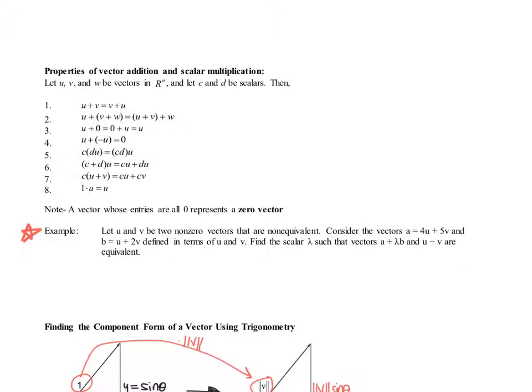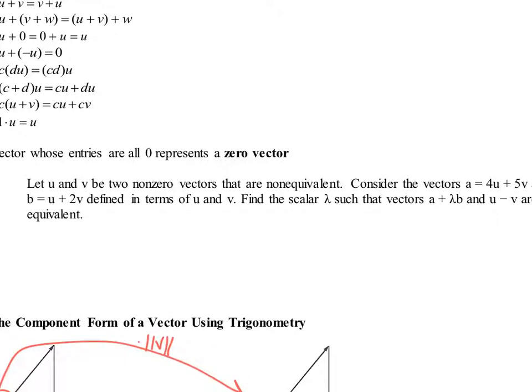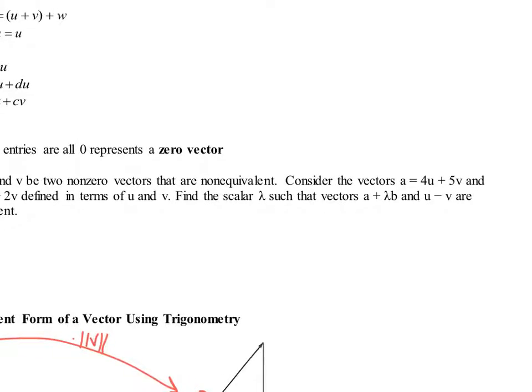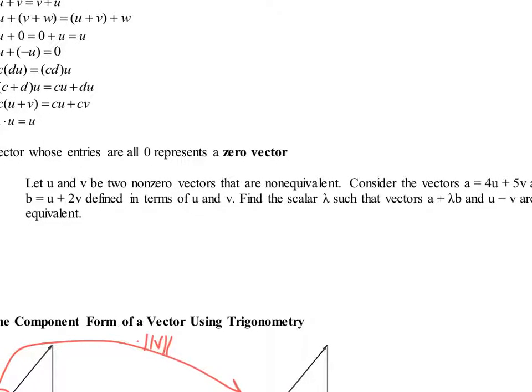All right, this is the problem that I said I wanted you to kind of chew on first before I went over it. It's actually not that crazy, but there's something that needs to be done. So let's clean it up. Let u and v be 2 non-zero vectors that are non-equivalent. All right, so 2 unequal vectors, basically, assuming they're not 0. Consider the vector a equals 4u plus 5v. So I'll just make a note of that.